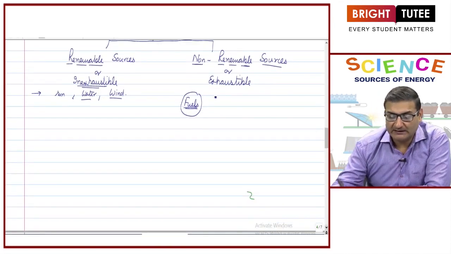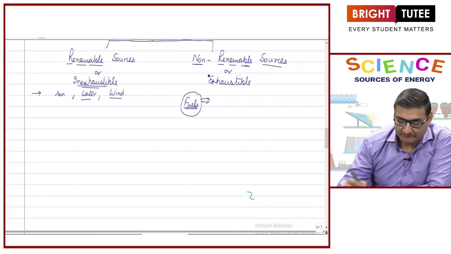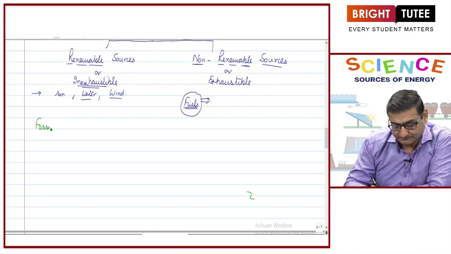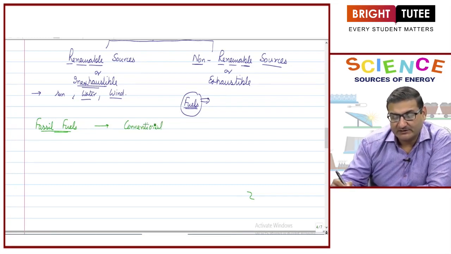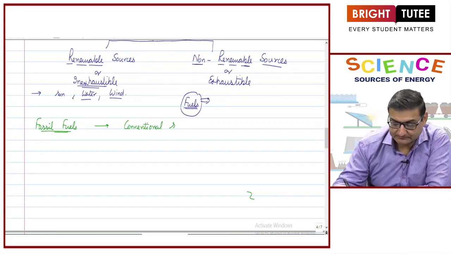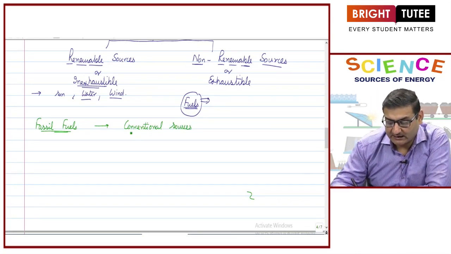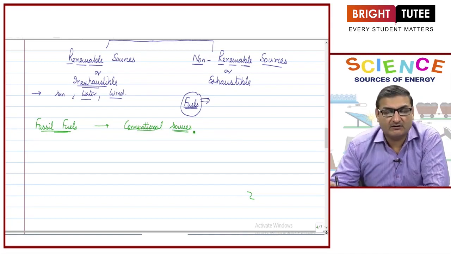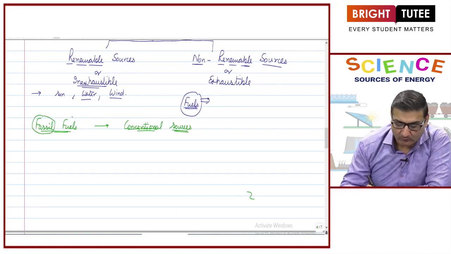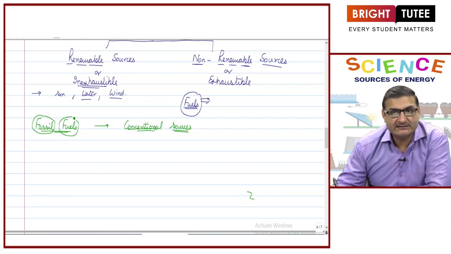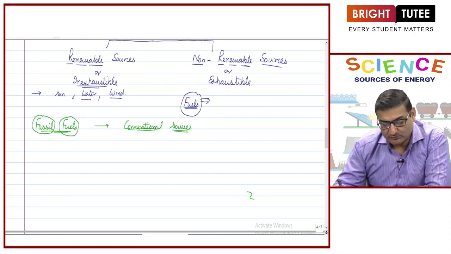First of all, we will be considering the energy of fossil fuels, the energy we obtain from fossil fuels. These fossil fuels are the conventional sources of energy that we have been using since ages. So, these are the conventional or traditional sources of energy. First of all, we need to understand what fossil fuels are. These are two different terms to be understood separately.